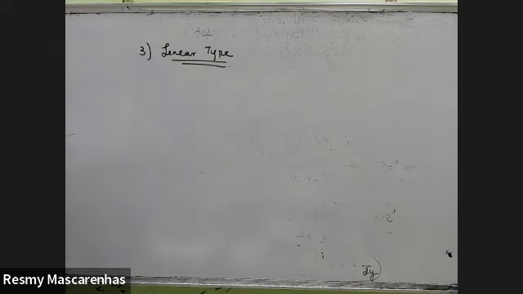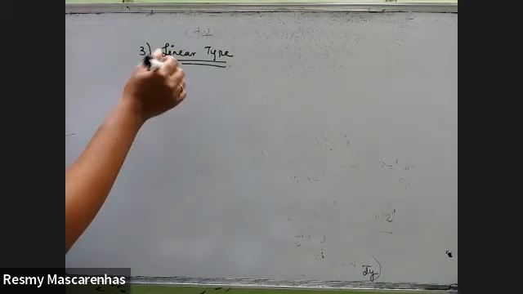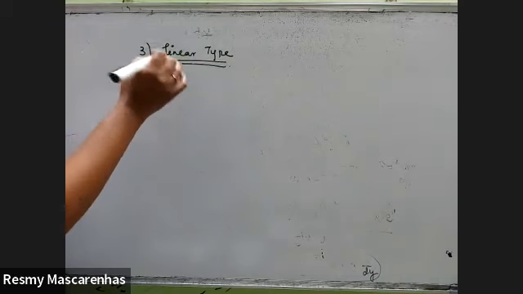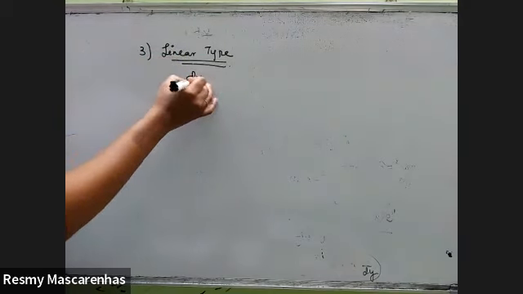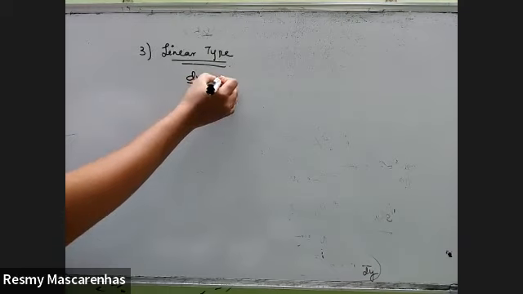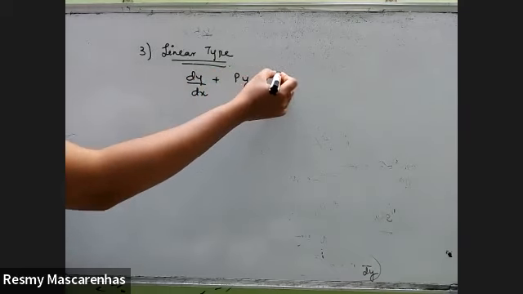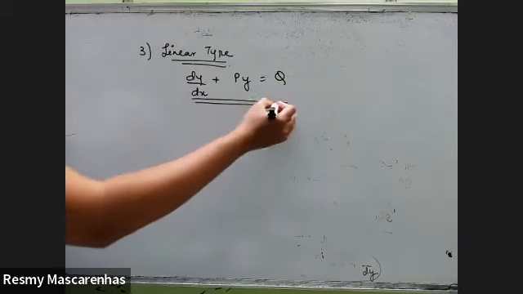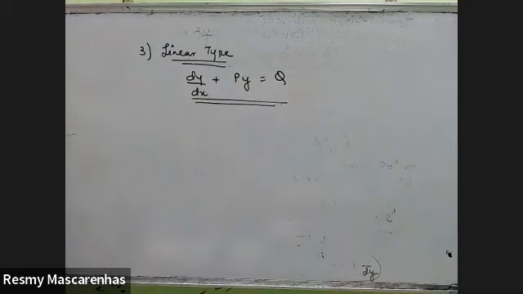The linear type is a slightly difficult one, but still, yes, I'll explain. dy by dx, this is always in this form: dy by dx plus Py is equal to Q. These are called linear type.